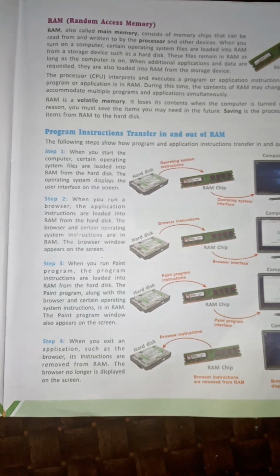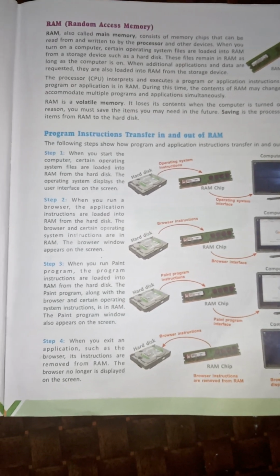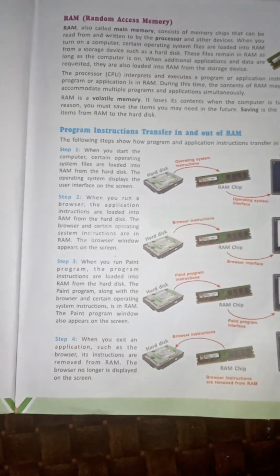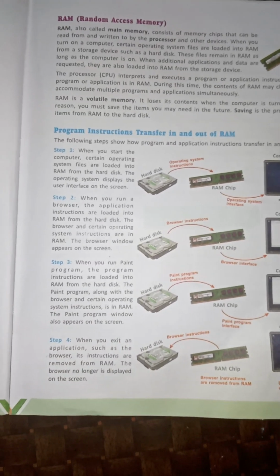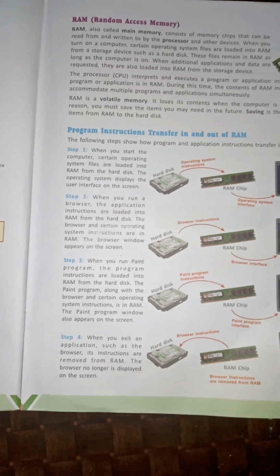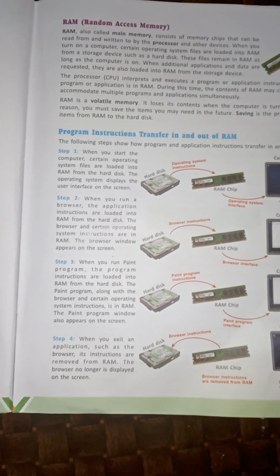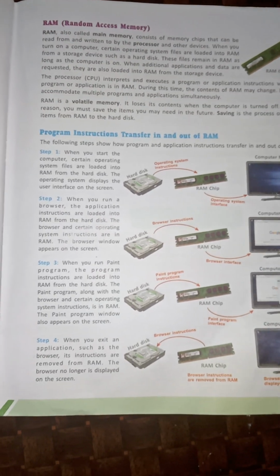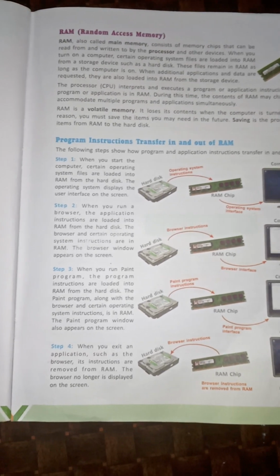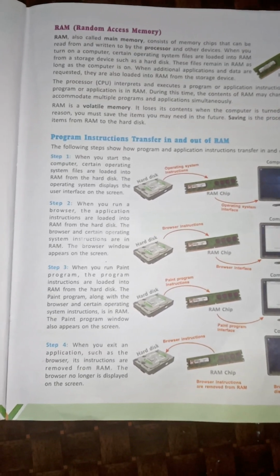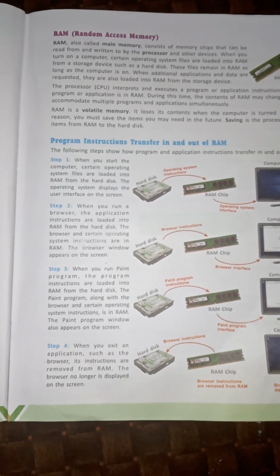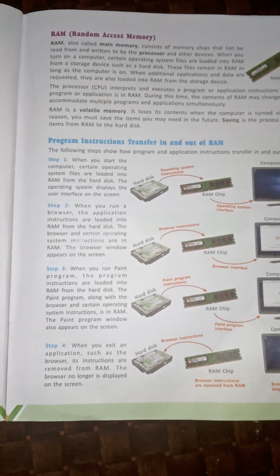The following steps show how program and application instructions transfer in and out of RAM. Step 1. When you start the computer, certain operating system files are loaded into RAM from the hard disk. The operating system displays the user interface on the screen. Step 2. When you run a browser, the application instructions are loaded into RAM from the hard disk. The browser's instructions and certain operating system instructions are in RAM. The browser window appears on the screen.